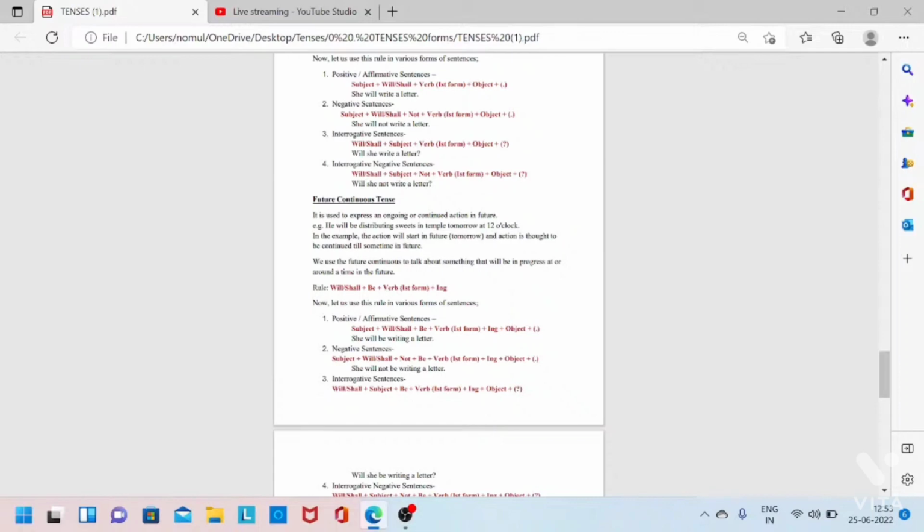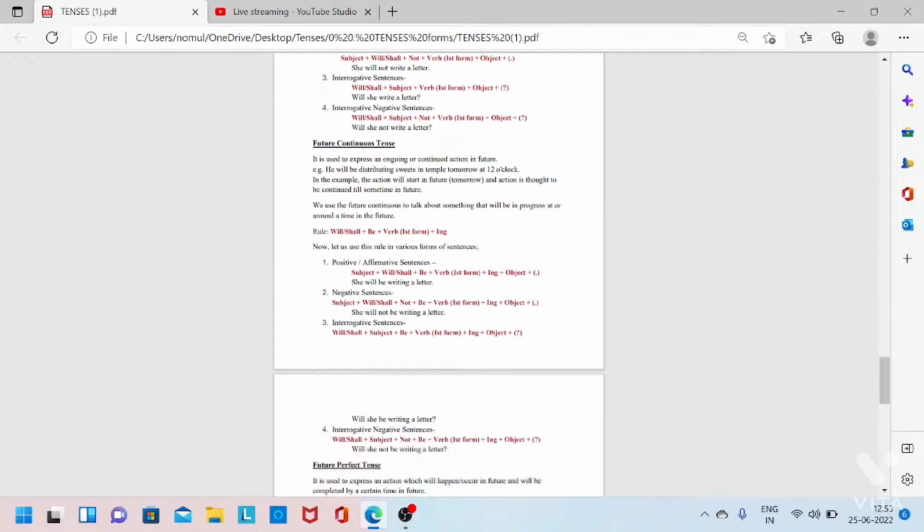For the interrogative sentence, we will be using will or shall plus subject plus be plus V1 formation plus ing plus object. So will she be writing a letter? And for the interrogative negative sentences, we will be inserting not between the subject and the auxiliary verb be. So will plus subject plus not plus be plus verb plus ing formation plus object. Will she not be writing a letter?